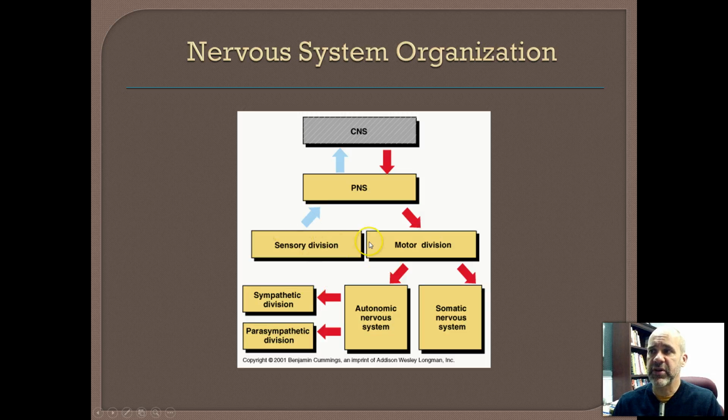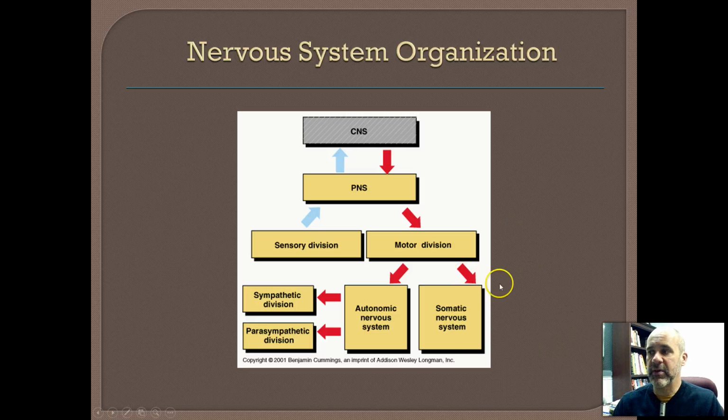So the sensory division of the nervous system involves neurons that are generating action potentials headed towards the central nervous system. So that's incoming information toward the brain and spinal cord. The motor division is outgoing information, so action potentials starting in the central nervous system, passing through the peripheral nervous system out to control skeletal muscles, glands, major organs. That's your motor division. Now your motor division has two branches.